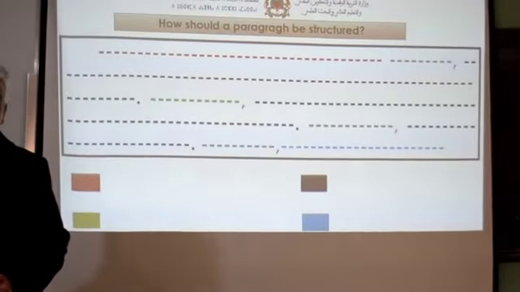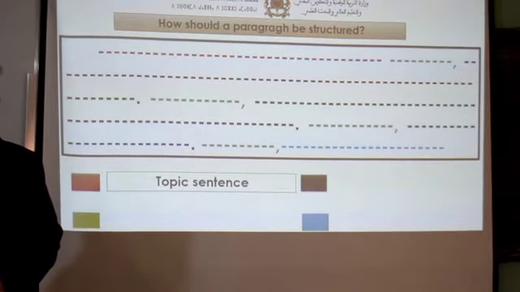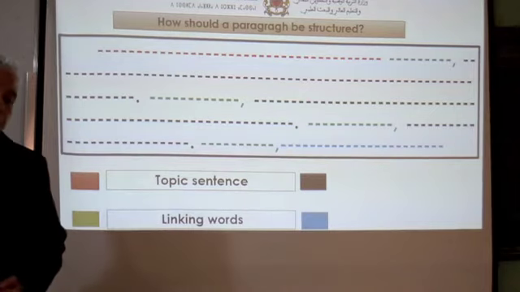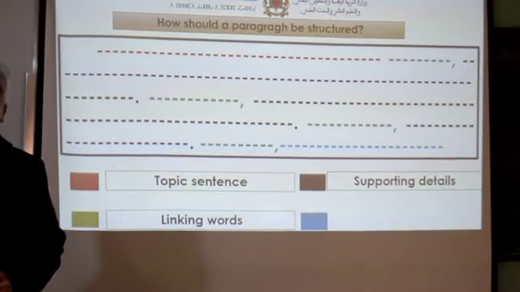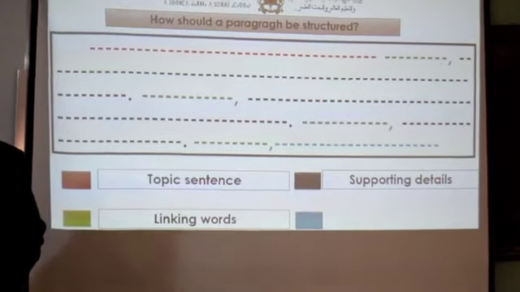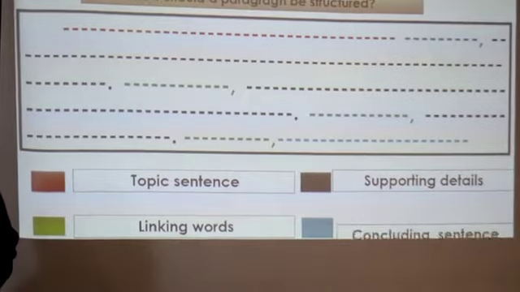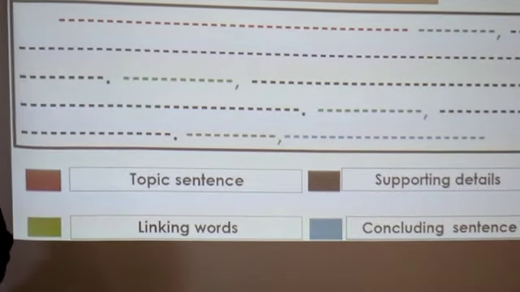The red color stands for, yes, that's true, topic sentence. The green color is the linking words or the connectors you use when you are writing a paragraph. The black color is the different supporting details that develop the topic sentence. And finally, the blue color is the concluding sentence by which you close your paragraph.